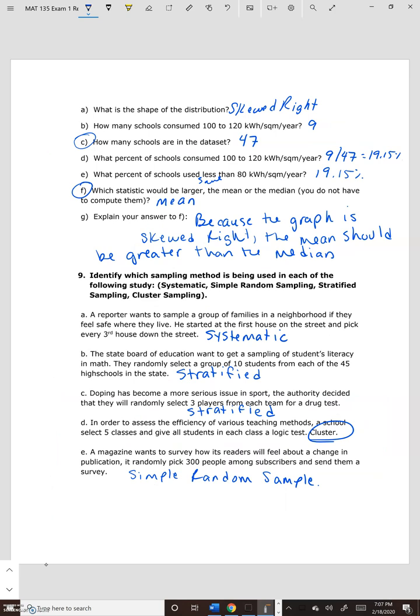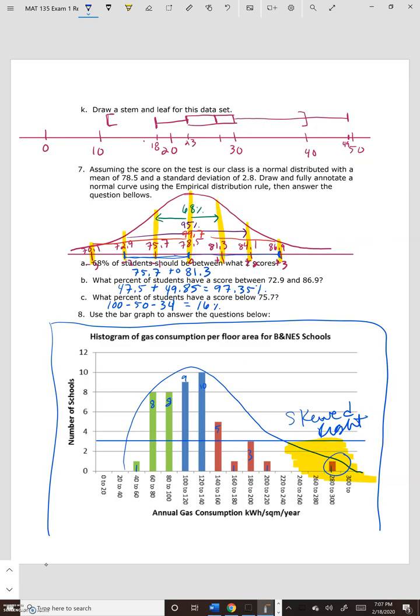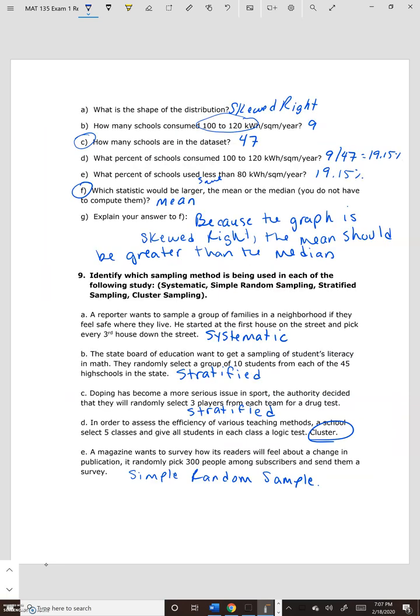Going back to B, how many schools consumed 100 to 120? I said that was 9 because if we look at the graph, 100 to 120, there are 9 schools in that column. Okay. How many schools in the data set? I already told you how I figured that out.